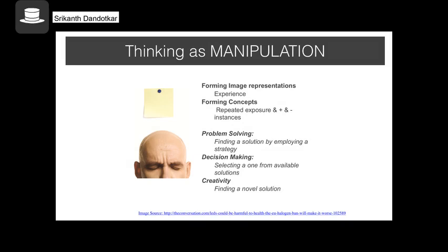So here the question is, what is thinking as manipulation? Now, one way to think about it is the way we actually form concepts or representations. The representations can be images or concepts. And the way we form representation is through our experience, right? And for us to actually form representations, the memory system should be matured enough to form representations. So forming representation itself can be considered as a process of thinking.